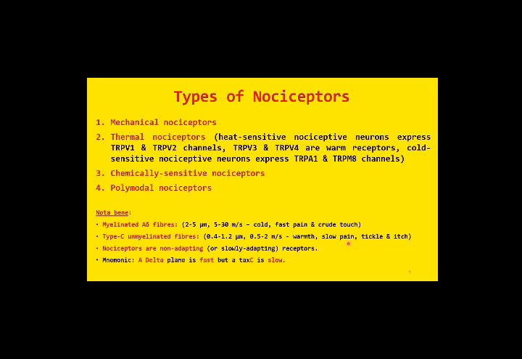So you can remember the mnemonic that A delta plane is fast, but C taxi is slow. A delta nerve fibers for fast pain and C fibers for slow pain. So this is the classification of nociceptors.